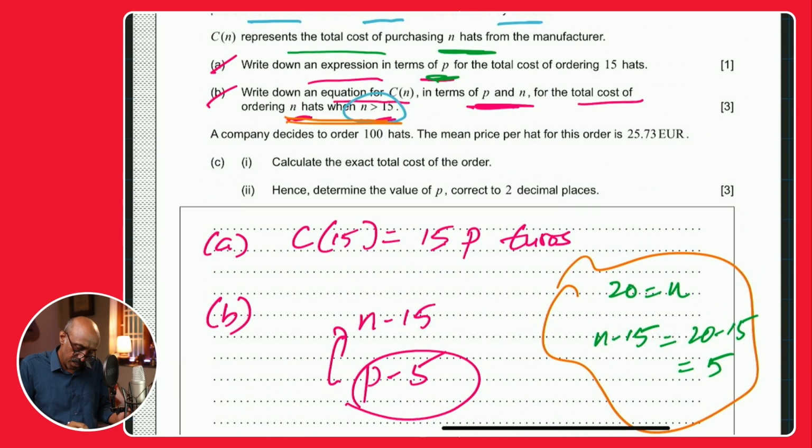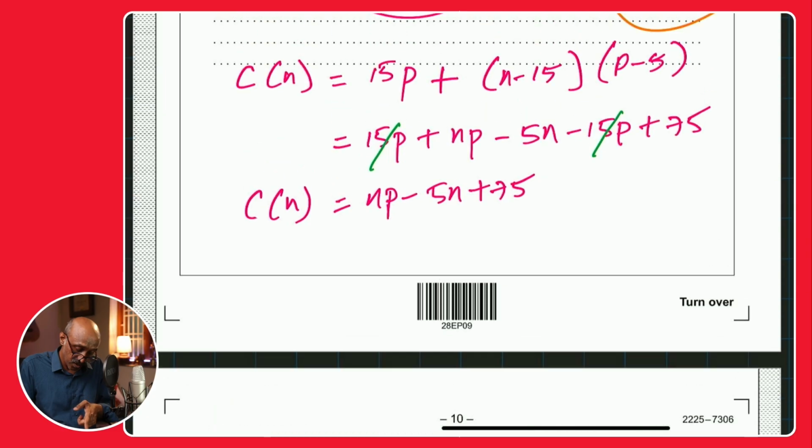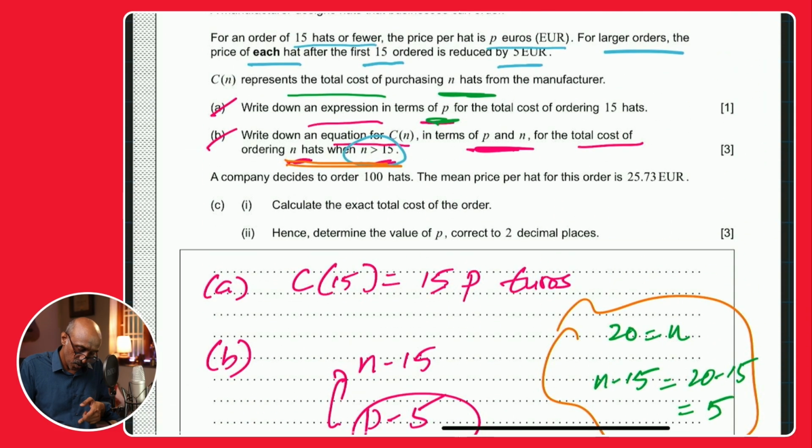Write down an equation for Cn in terms of P and N. We got that for the total cost.